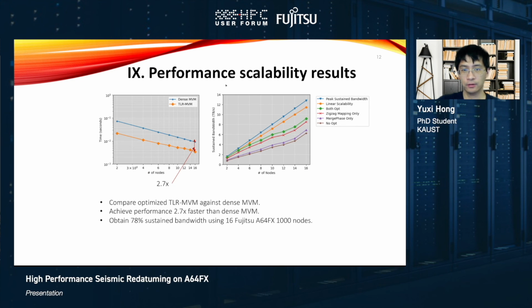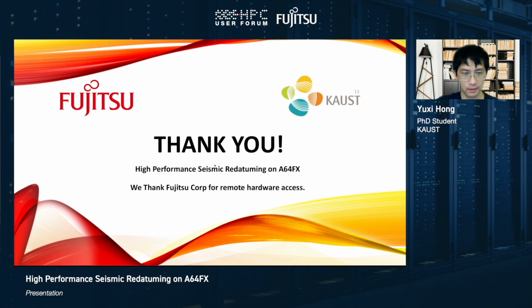So let's finally look at the performance scalability result. We have seen these two figures at the beginning, and the main idea we want to convey is that we reached 2.7 times acceleration, and we also obtained 78 sustainable bandwidth using 16 Fujitsu A64FX1000 nodes.